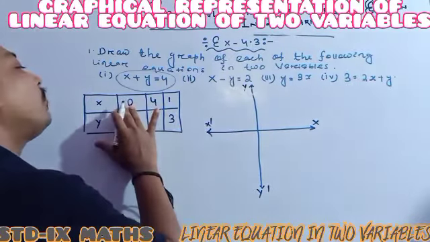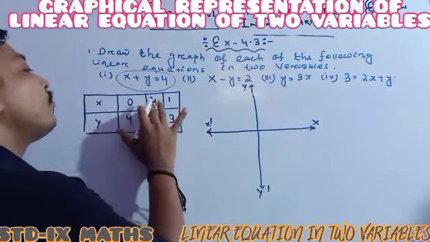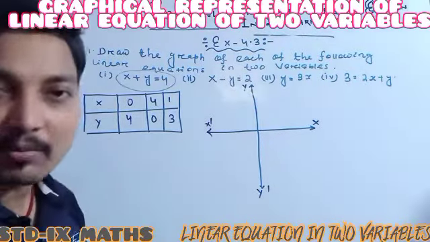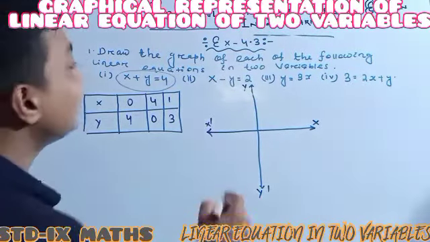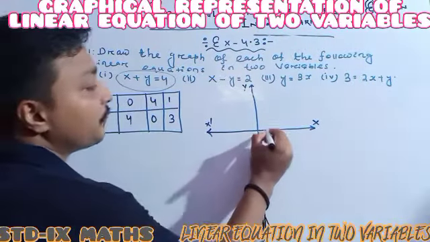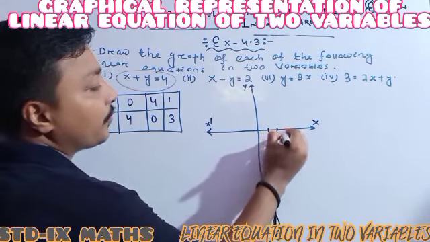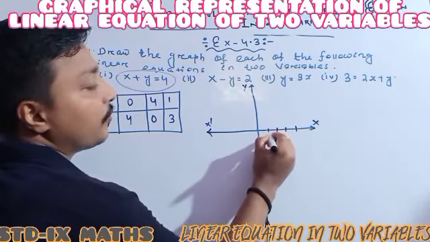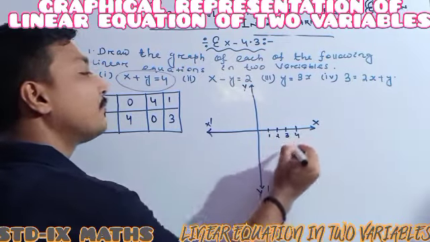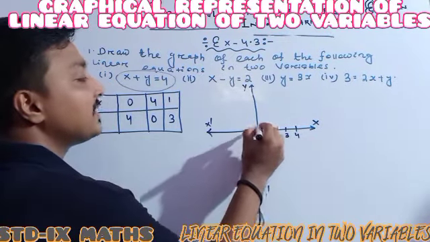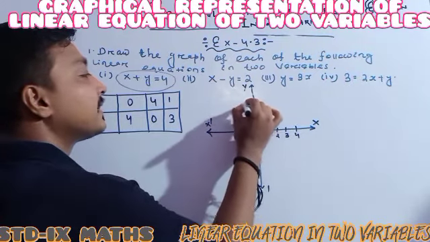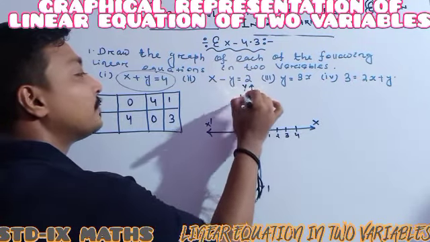It does not mean that we always have to take whole numbers 0, 1, 2, 3. You can also take negatives, no problem. As the highest value is 4, here also the highest is 4, so I am taking 1, 2, 3, 4. Here this is 1, this is 2, this is 3, this is 4, and here is the origin 0. Here also 1, 2, 3, 4.